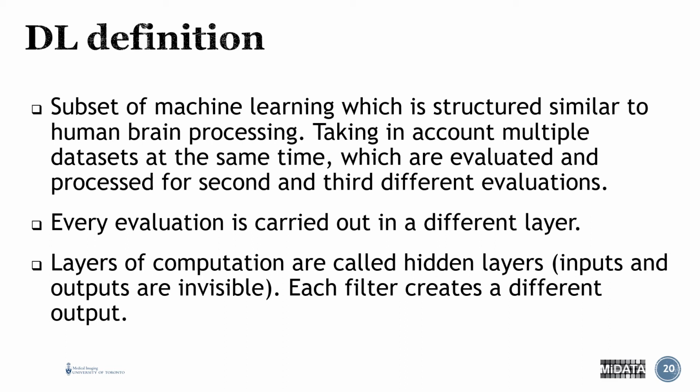Now, every evaluation is carried out in a different layer. And so the layers of computation are called hidden layers. Inputs and outputs are invisible, meaning that you're not in control of it, you don't work with it, you don't change it, they are part of the algorithm. Now each filter, in the case of CNNs, creates a different output.